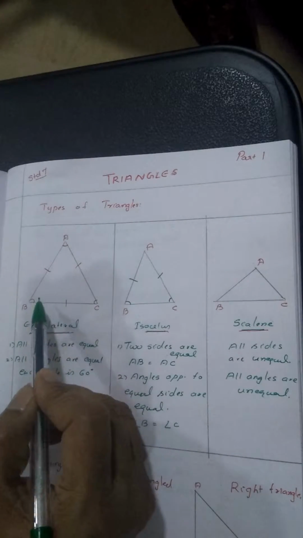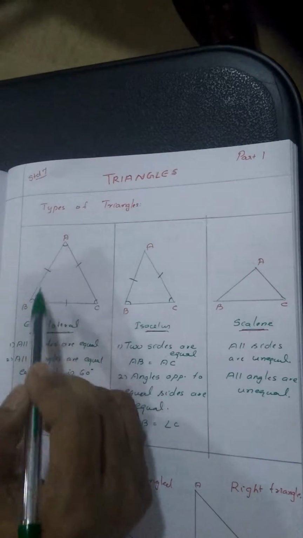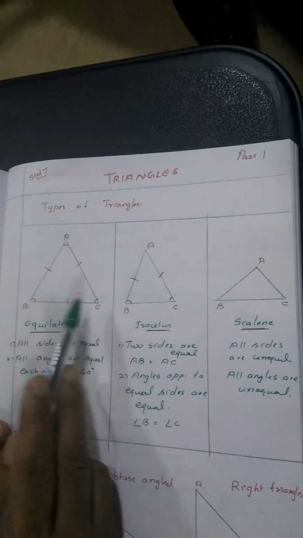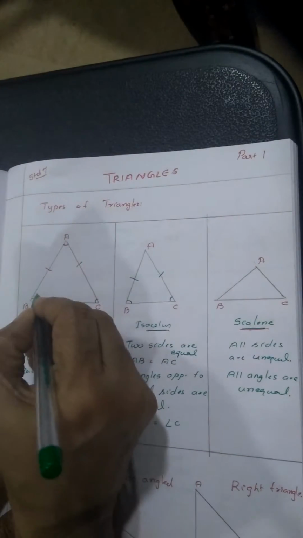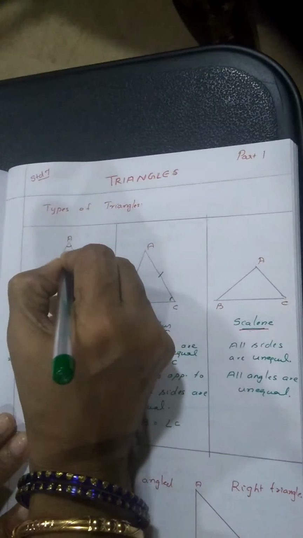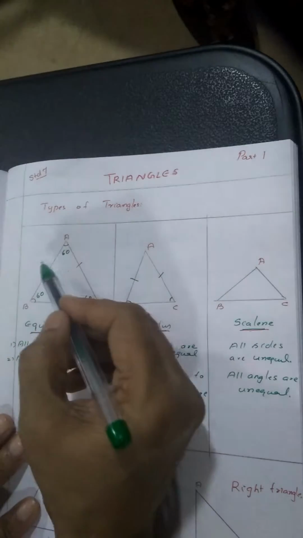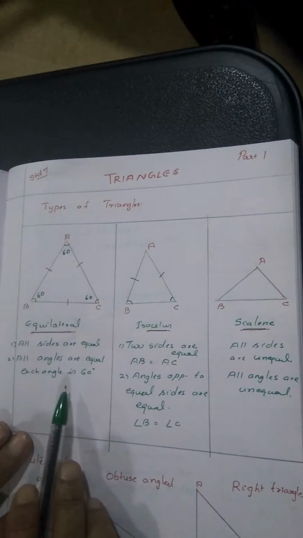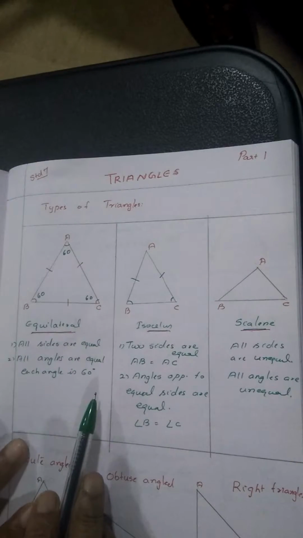And in an equilateral triangle, all the angles are also equal. And all the angles are equal means each angle will be 60 degrees. So in an equilateral triangle, all the sides are equal and all the angles are equal, and each angle is equal to 60 degrees.